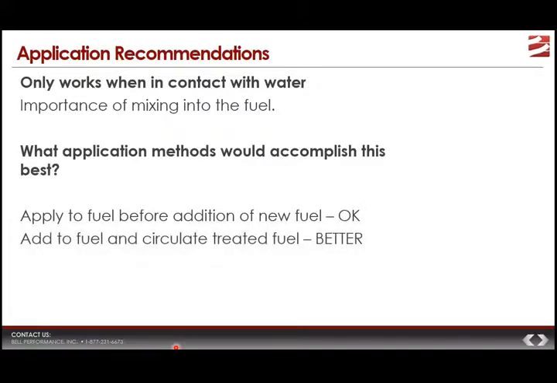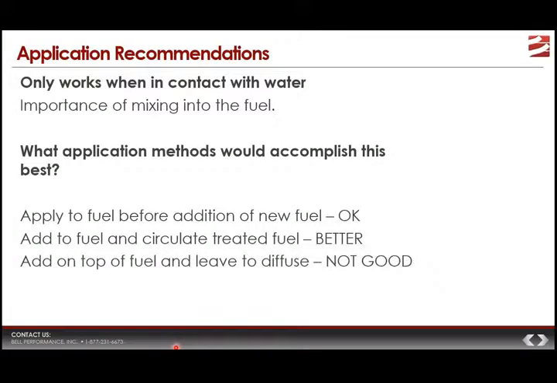A better way to do it is to add it to the fuel and then circulate the fuel for a given amount of time. Larger tanks would need a longer circulation time than smaller tanks, but this is probably the preferred way to do it if you consider the ability of the typical customer. There are a lot of customers that have fuel circulation systems, so you add DFS, you circulate it for an hour or two, and that ensures it's well mixed in.